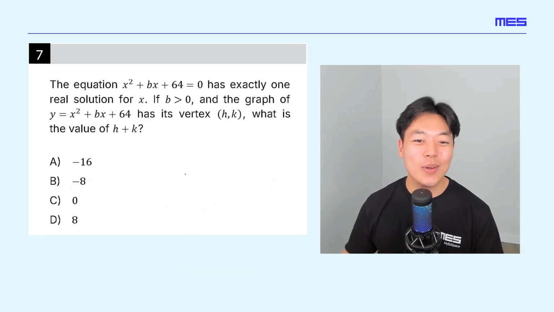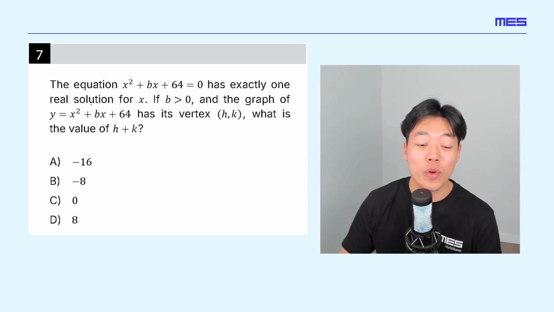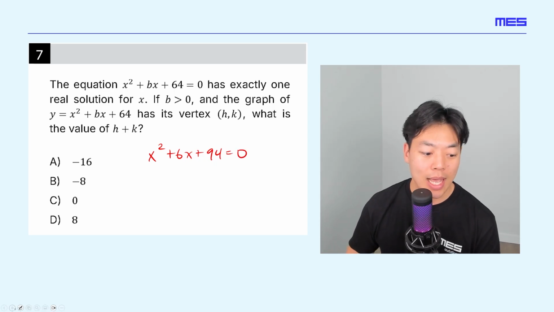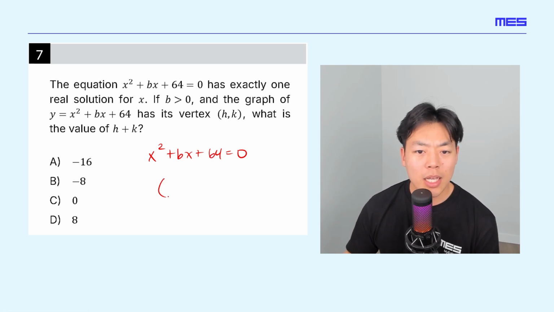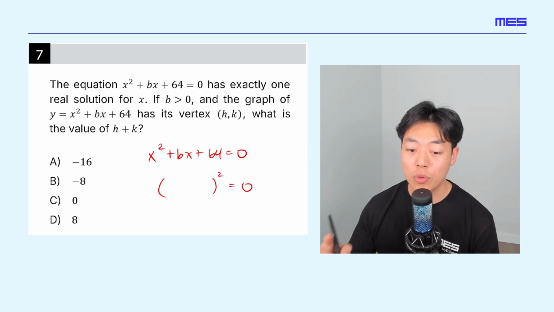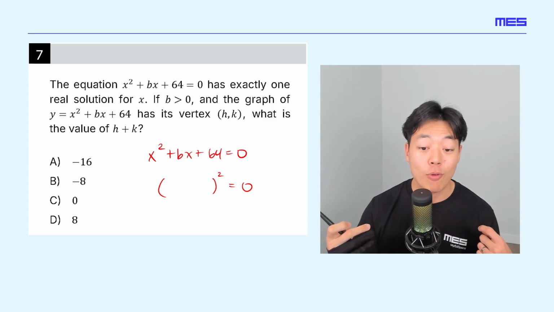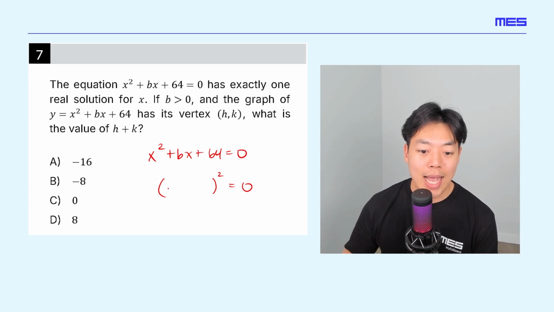Number 7, the equation here has exactly one real solution for x. Now let's take a look at this quadratic equation, and we can recognize something here. That's not a 6. It should be a 64. Think about what exactly one real solution means. Now we can use the discriminant, and we'll do that in a little bit, but I also want you to practice recognizing patterns. X squared is x squared, 8 squared is 64.